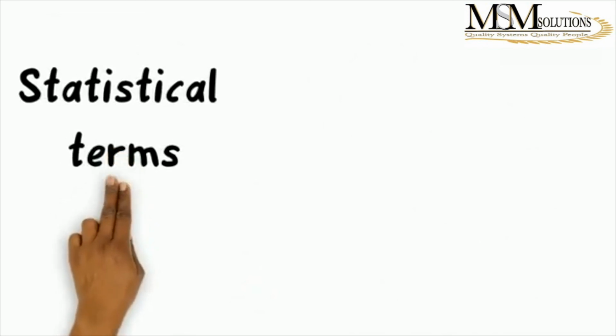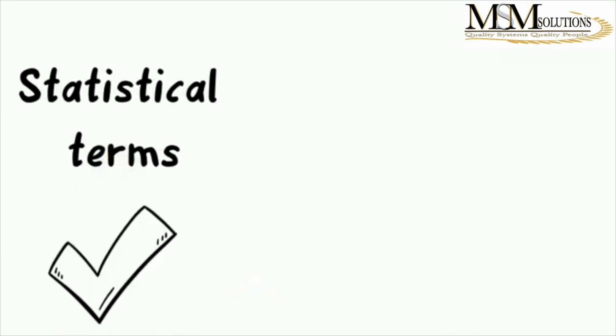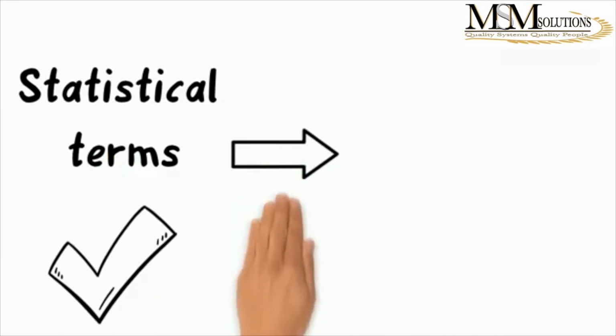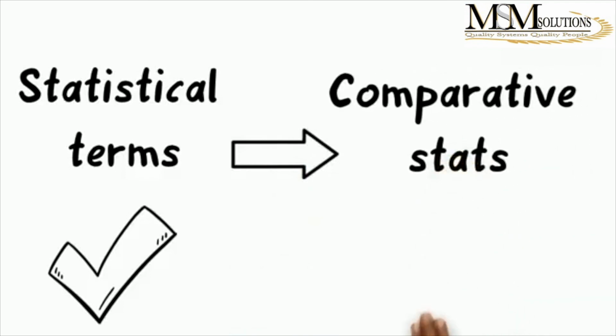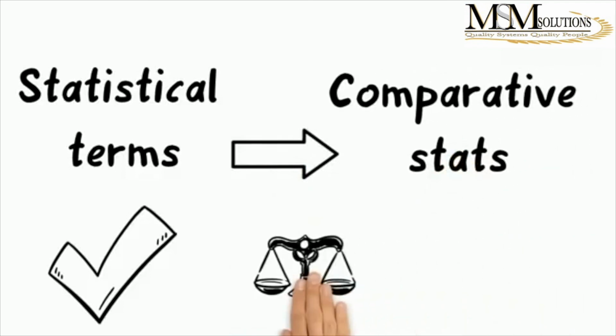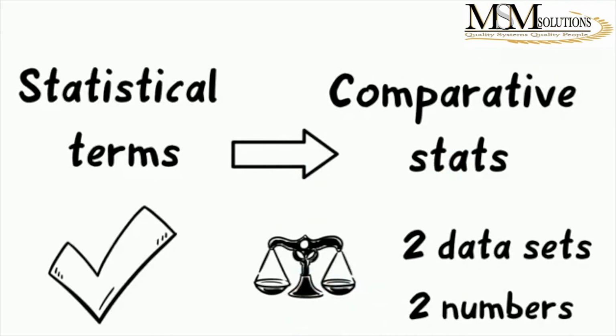We have covered most of the basic day-to-day statistical terms and calculations that we use. The next step would now be going into comparative stats. How do we compare two data sets or two numbers? How do we see that there's a significant difference between the two? What calculations do we do, and how do we interpret them? That will be in the next video as we build on this.